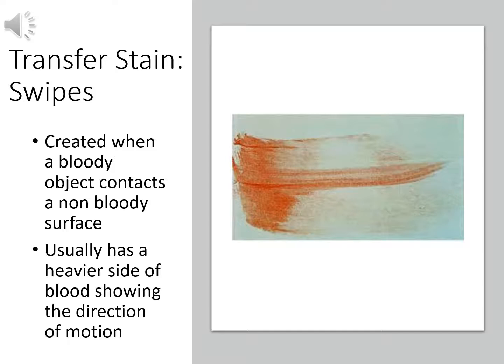Now, as opposed to wipes, we can also have swipes as a type of transfer stain. A swipe is created when a bloody object contacts a non-bloody surface. And so you'll usually have a heavier side of blood showing the direction of motion. So in this case, if we again assume north is straight up and east is to the right, then we have more significant blood on the left or west side and less on the east side. So this is a swipe that was from west to east. And that's why we have more blood where the bloody object first contacted the non-bloody surface, and then less blood as it moved along that surface from west to east.